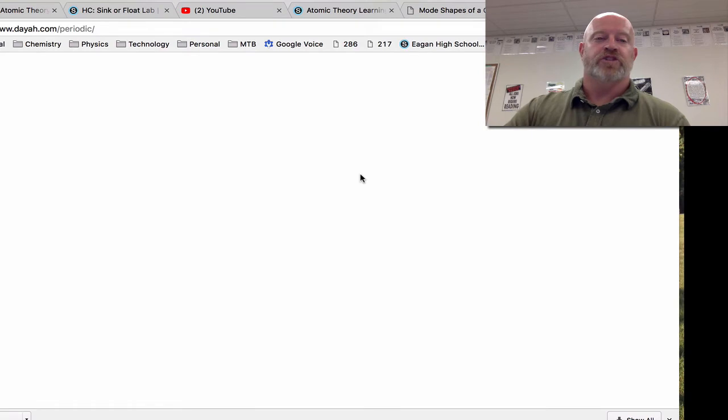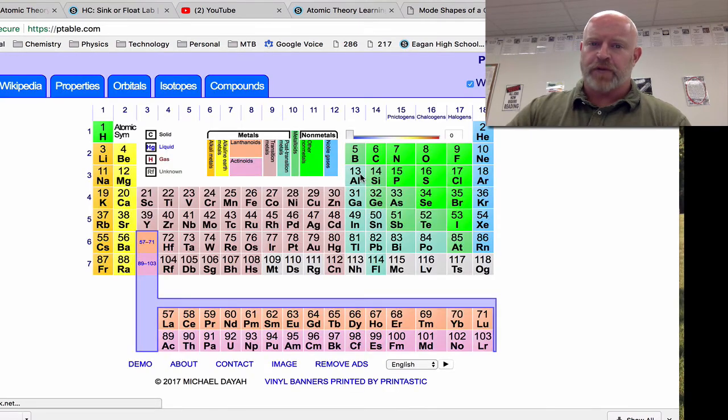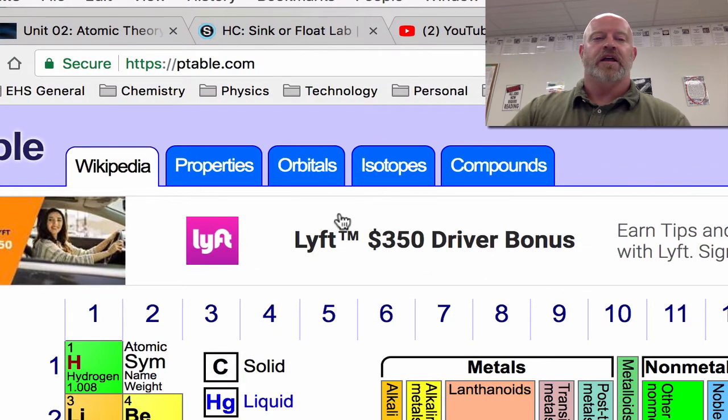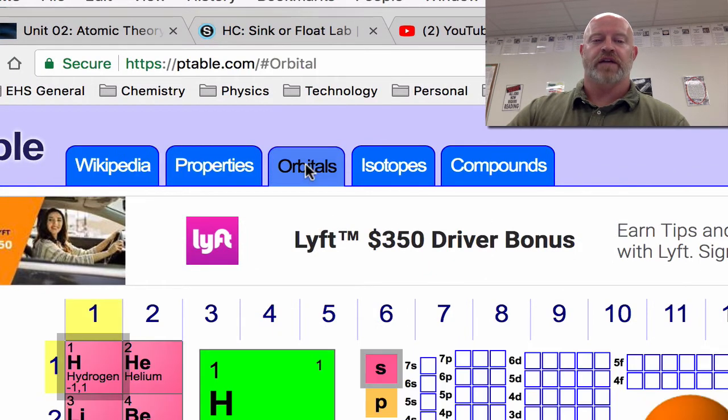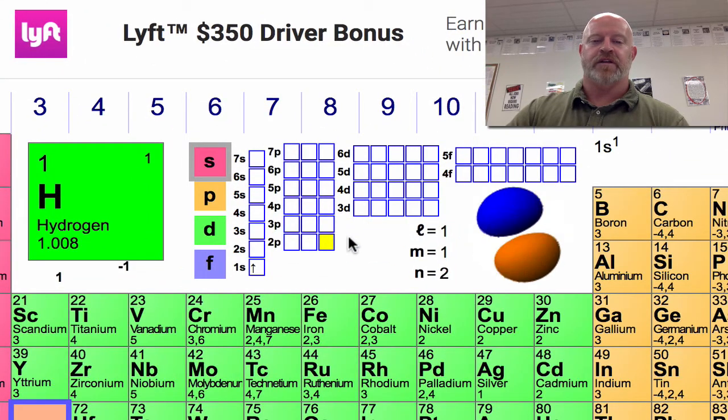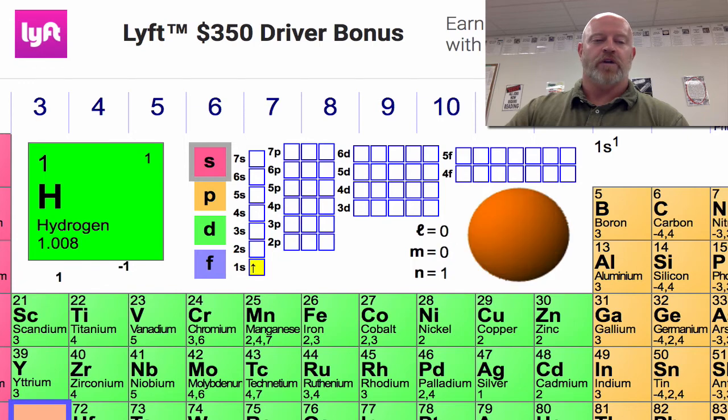Okay, so we're going to jump out here, and we're actually going to go to this. It's called a dynamic periodic table for us to take a look at. And in the dynamic periodic table, there's this thing called orbitals. So if I click on that, it shows this orbital box diagram and the different elements. Okay, so right now we're on hydrogen. Hydrogen has 1 electron, and it's going to sit in its 1s orbital. Okay, it's going to look like this.